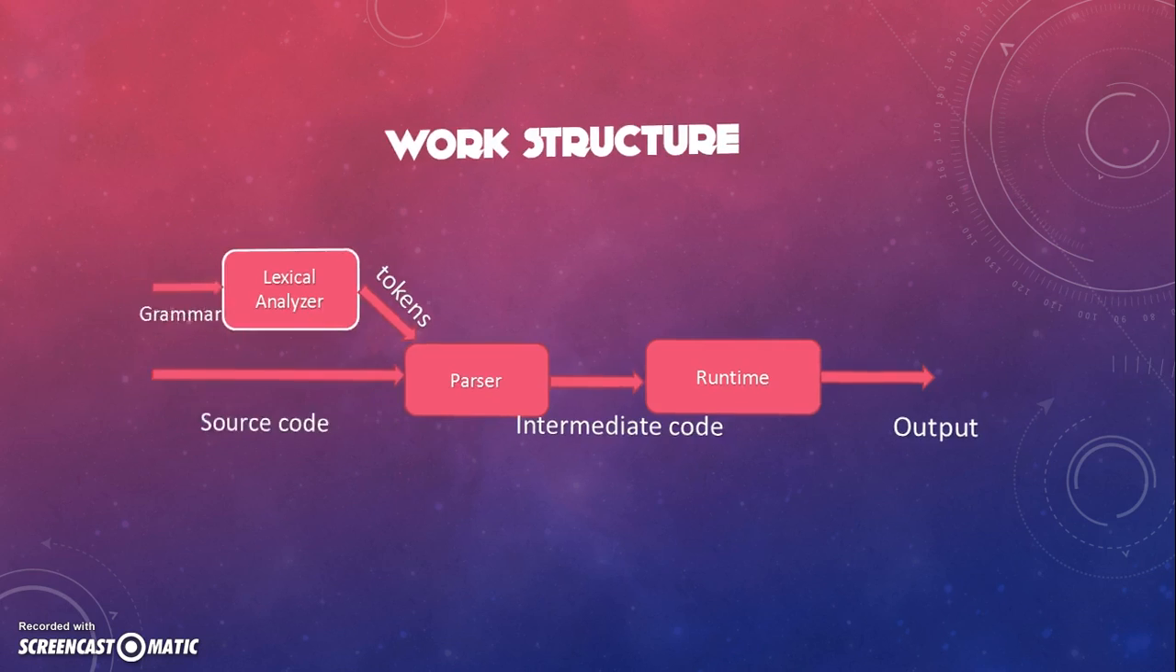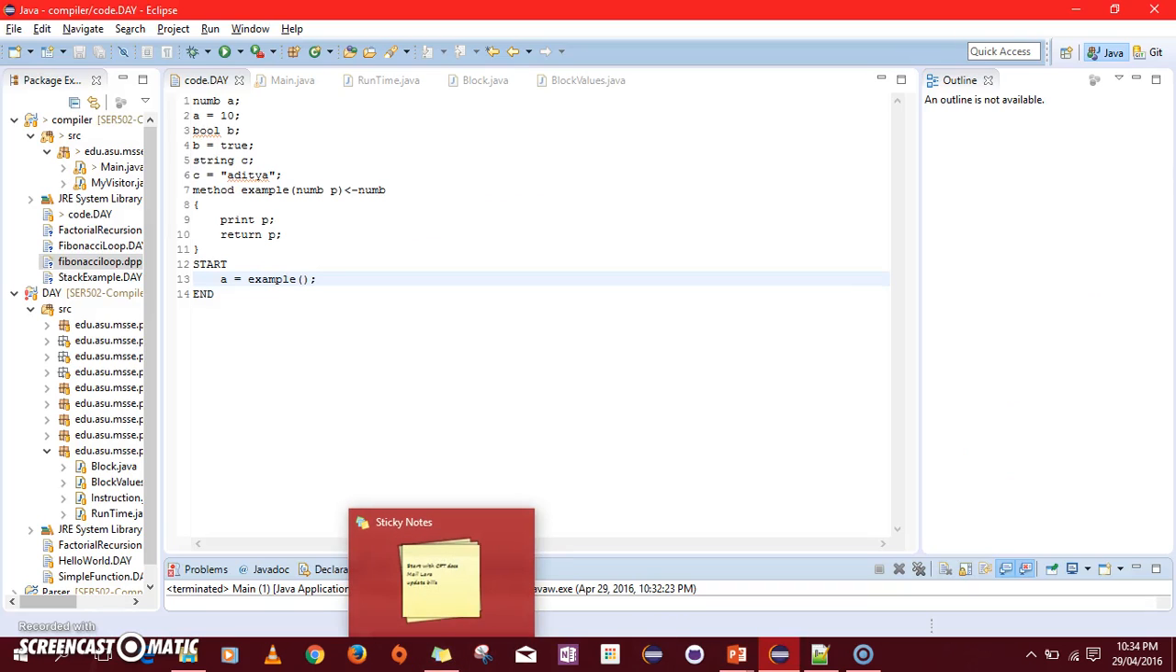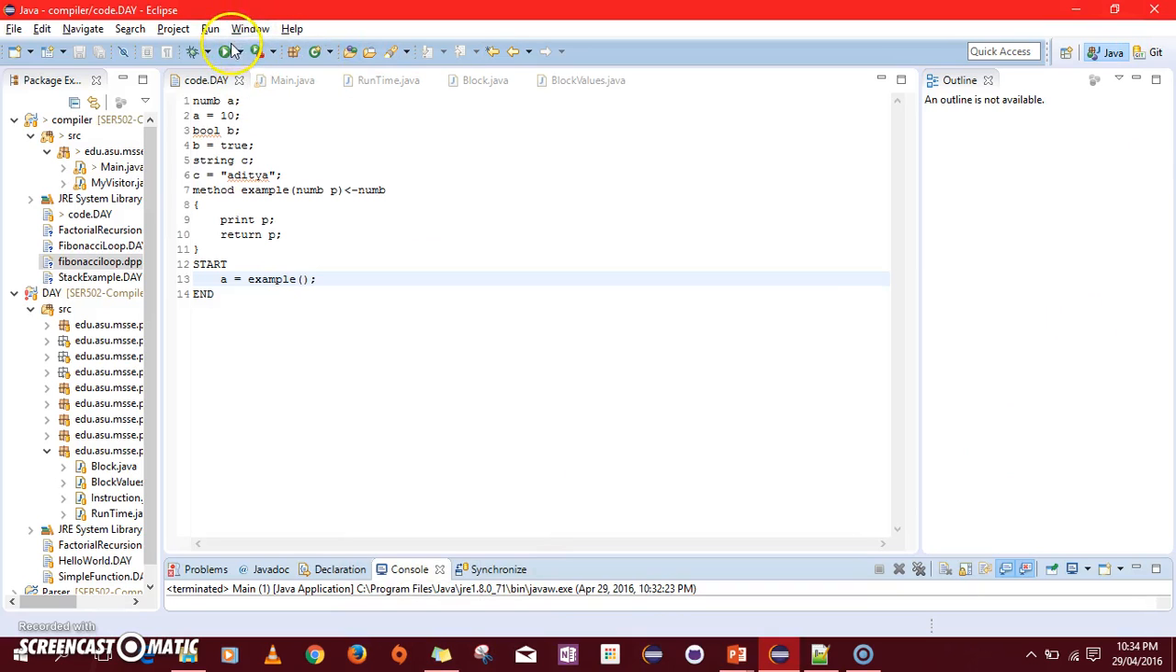The next part is grammar. To understand grammar, let's have a look at a sample code. Now this sample code has all the basic commands to understand the grammar. Now let's build a parse tree for this sample code.